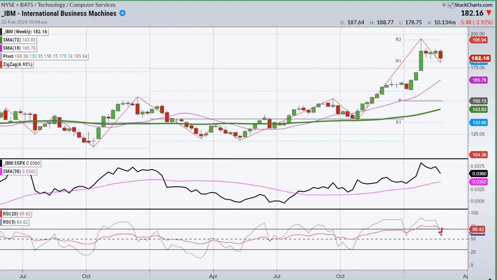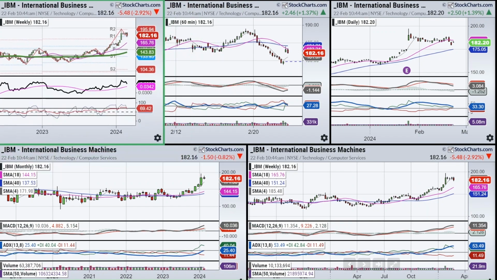And we're going to need this RSI to drop down under 50, right? And that on a closing basis, weekly closing basis, and then look for an uptick from there. You can go down to the daily chart for entry once that happens.